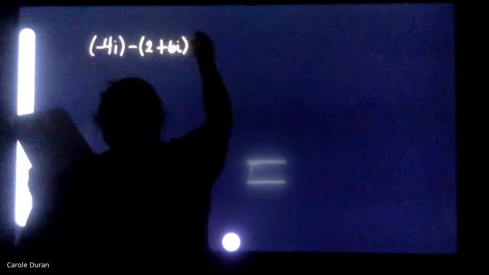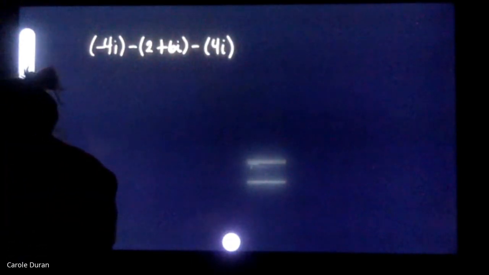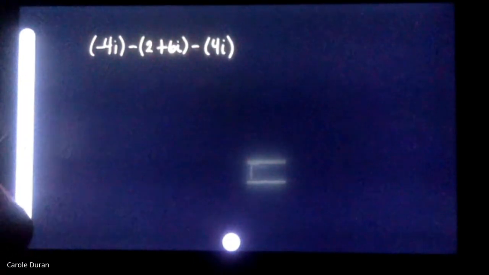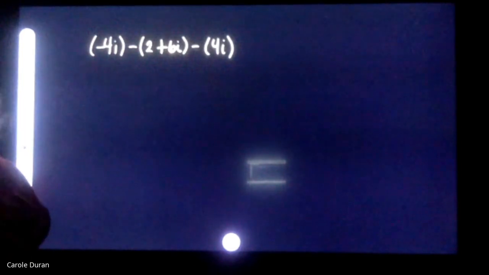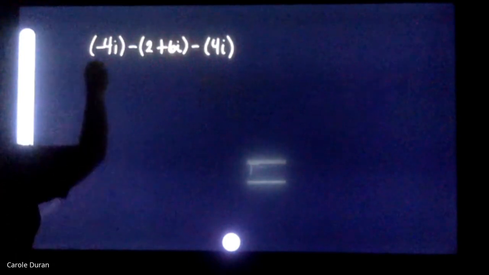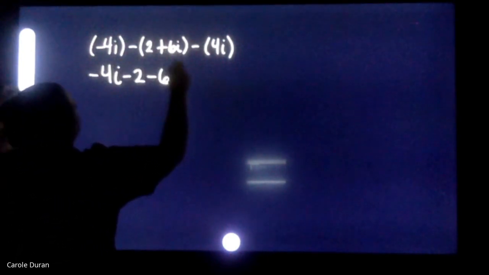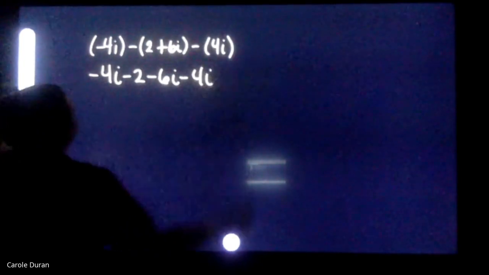On number 40, we're just combining or simplifying. So I have negative 4i minus the quantity 2 plus 6i minus 4i. In order to combine these, I like to write them out without the parentheses, which means if there's a negative in front of any of my parentheses, I have to distribute it in. So I end up with negative 4i minus 2 minus 6i minus 4i.